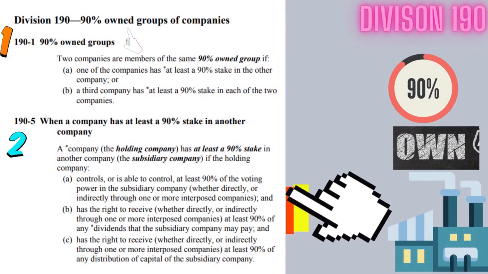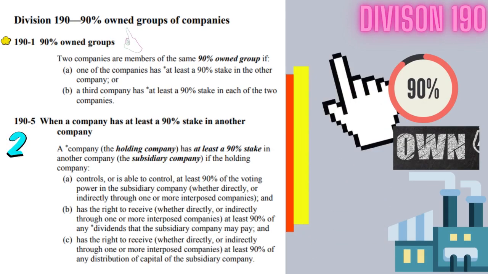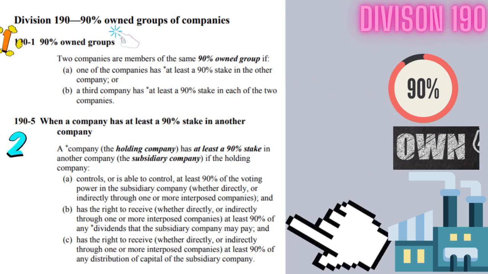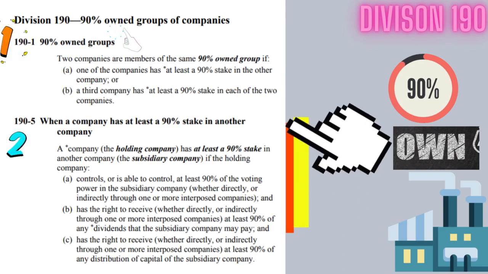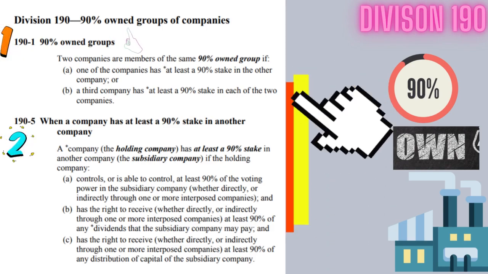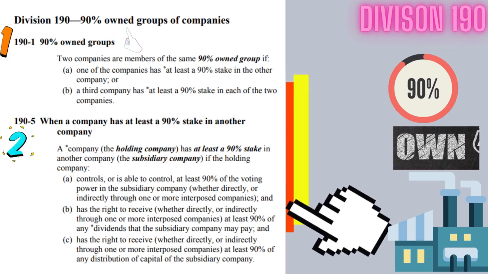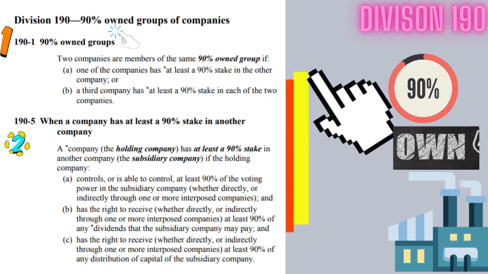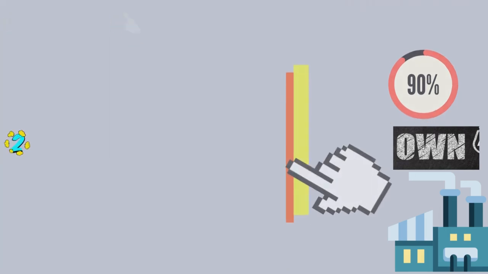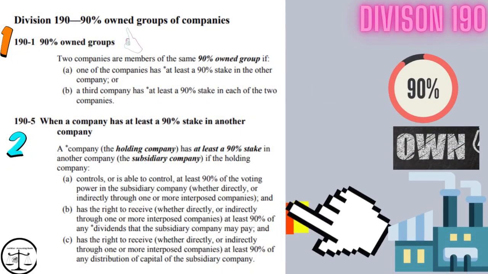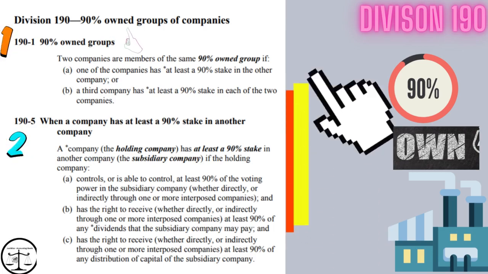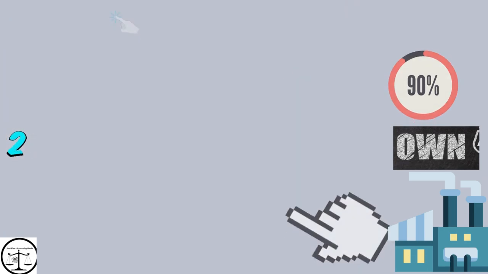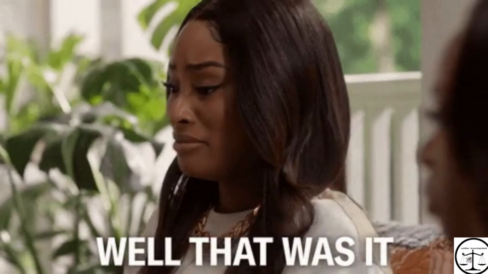Now we will have a look at the next division to 189, which is Division 190. We will see how GST Act explains Division 190 of Chapter 6. This division explains about 90% owned group of companies. First section of Division 190, that is Division 190-1, explains the definition of 90% owned groups. Second section of Division 190, which is Division 190-5, explains about when a company has at least a 90% stake in each of two companies. That was it from GST Act for this video, friends.